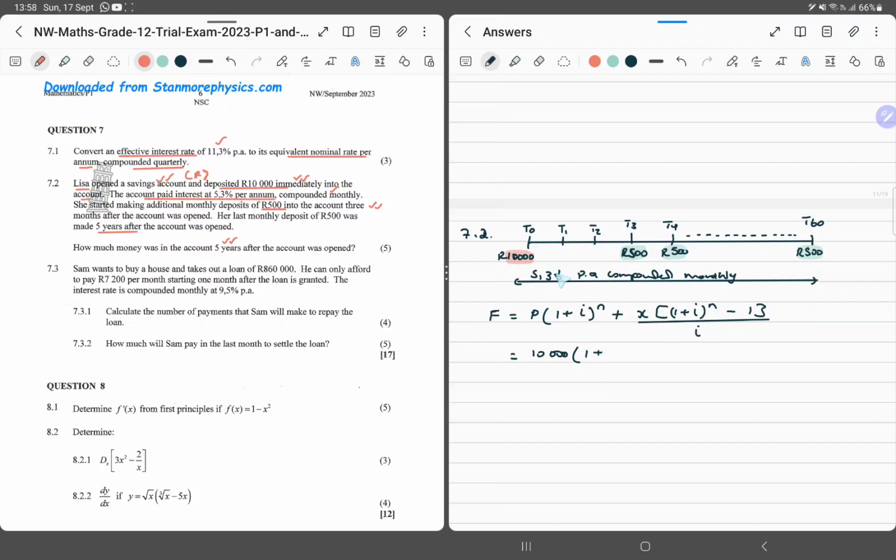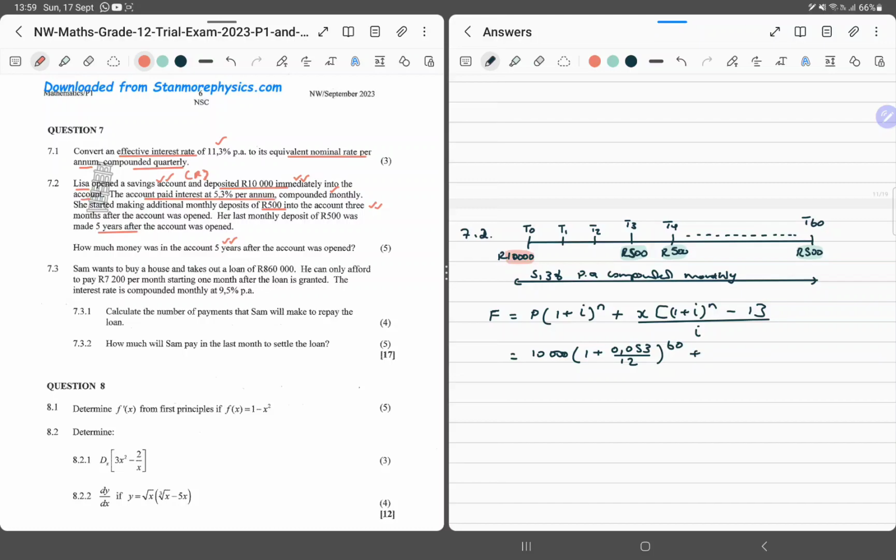Into 1 plus the interest, which is the same, but now you convert this to decimal. It's going to be 0.053. Let's just double check: 5.3 divided by 100 is 0.053. And now this is over 12 because we're doing it monthly. And how long is it going to go? Like I said, if we just had 4 terms here, we would have 1, 2, 3, 4. So if they are 60, we're going to have 60 here.